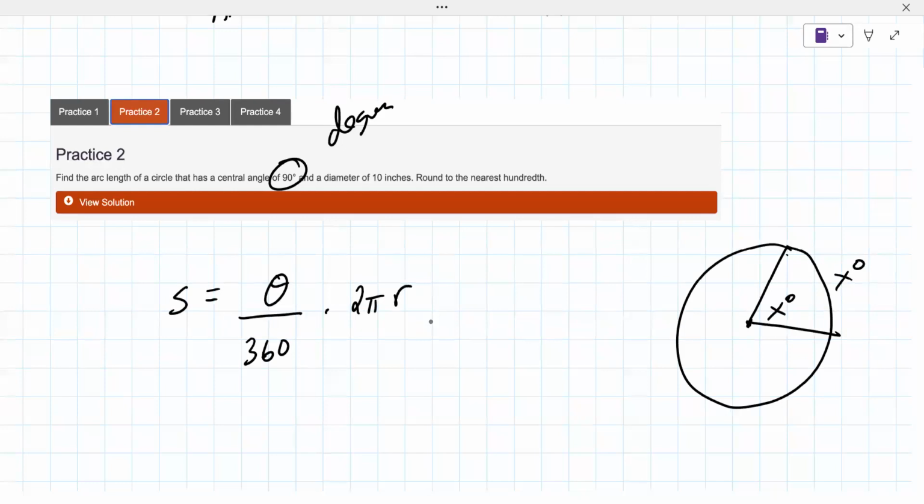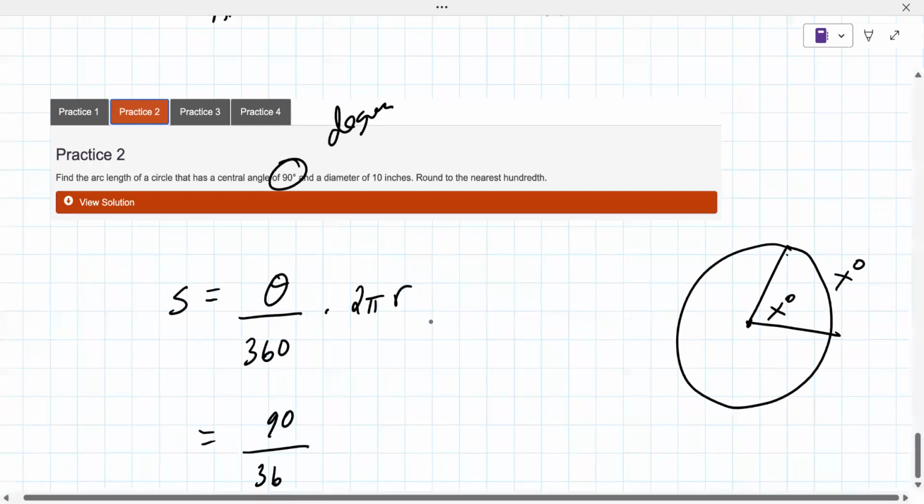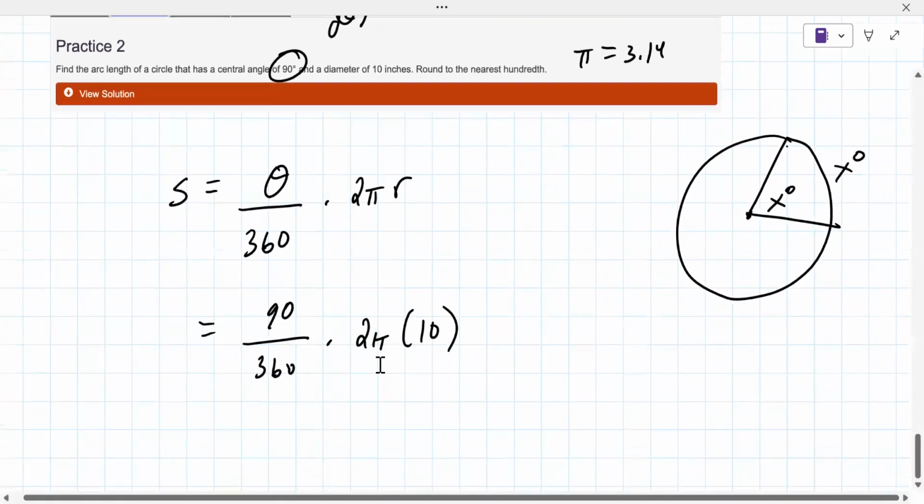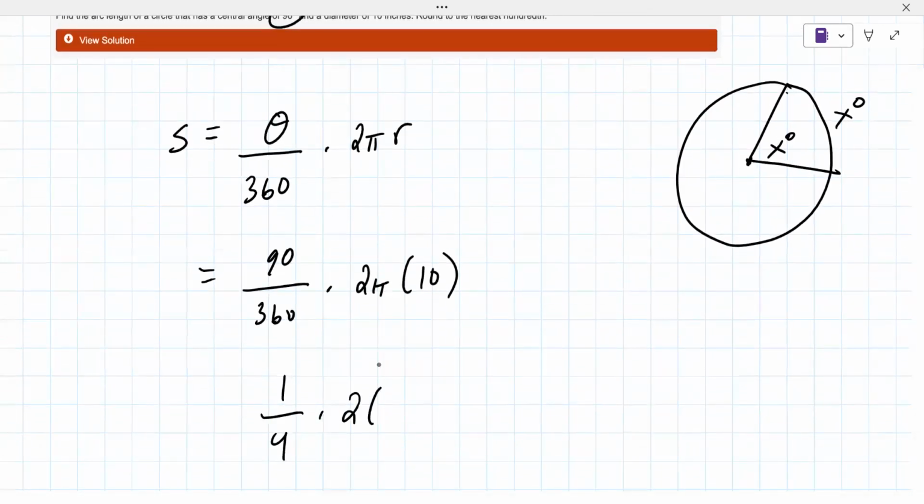The central angle is equal to the arc length. So in this case, it's 90 over 360 times 2 pi times the radius of 10. Let's use 3.14. 2 times 3.14 times 10. If you were to do that, then you would get 15.7.